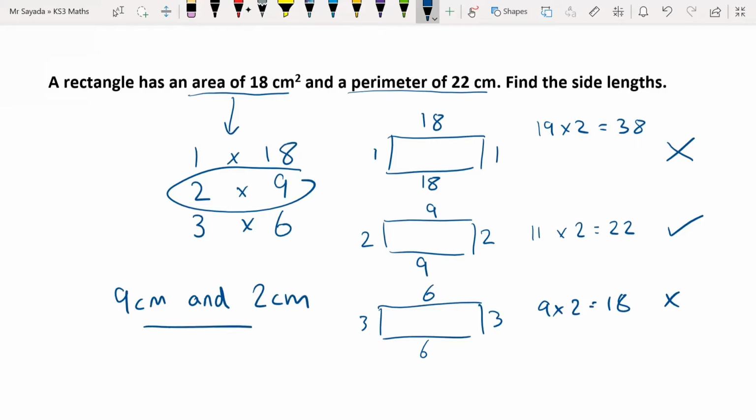So what I did all together is I firstly found all the possibilities which would make an area of 18 centimeters squared by finding all the factor pairs of 18. And then I just worked out which of those factor pairs would give me a perimeter of 22. We're now going to do an example together.